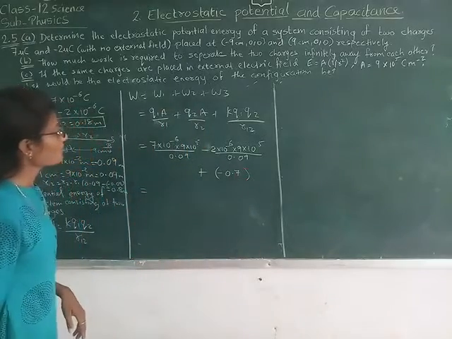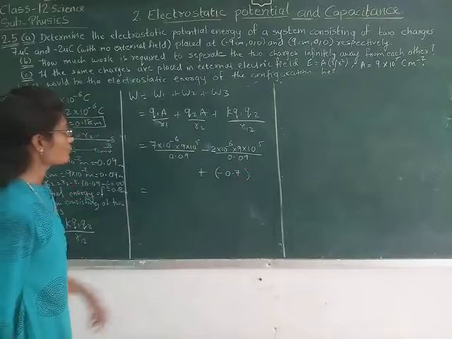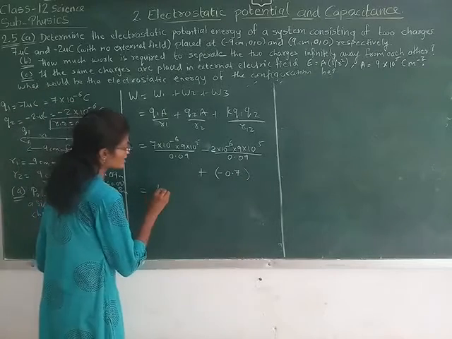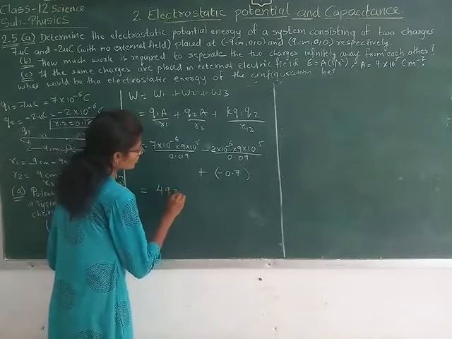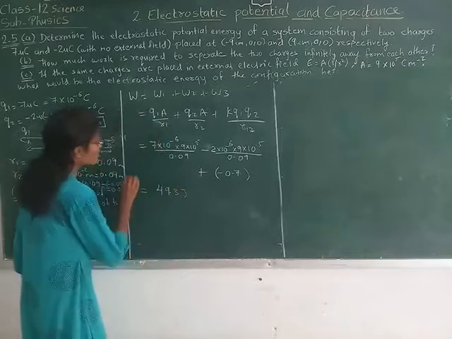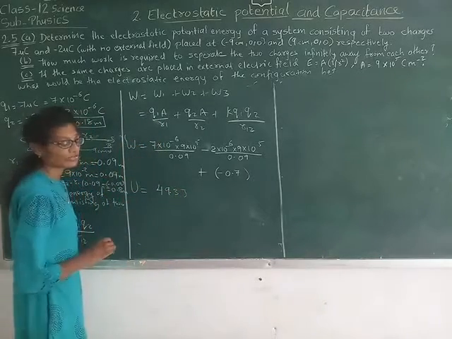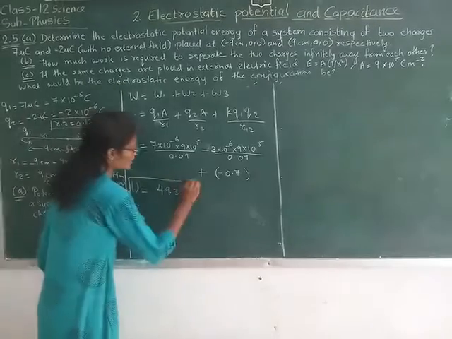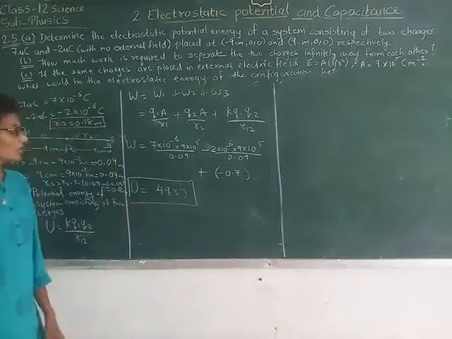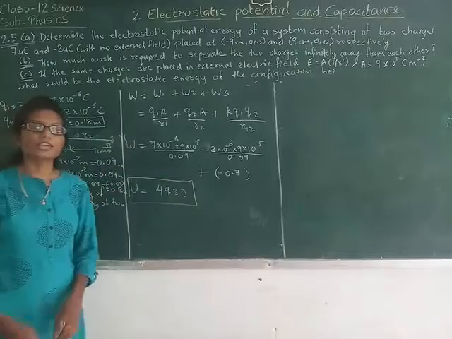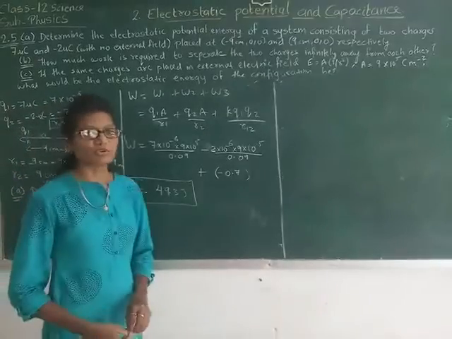So when we calculate this, we will get the answer as 49.3 joule, right? Because this work done is stored in the form of potential energy. So U equals 49.3 joule. So students, you may note down this.